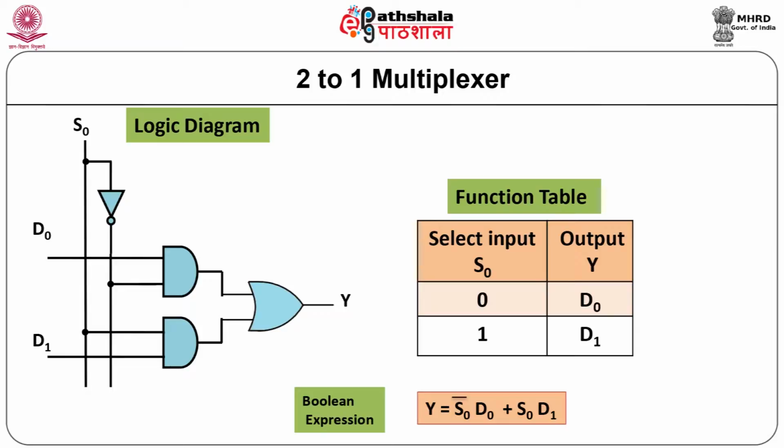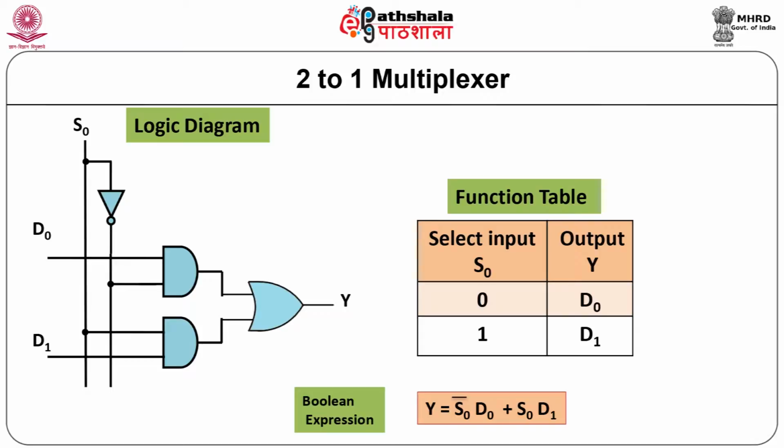The logic circuit can be implemented using 2 AND gates and 1 OR gate. The NOT gate provides complemented and uncomplemented form of select line S0. The interconnections are made to the AND gates to provide the necessary product terms. Let us consider simple interconnections in this diagram.